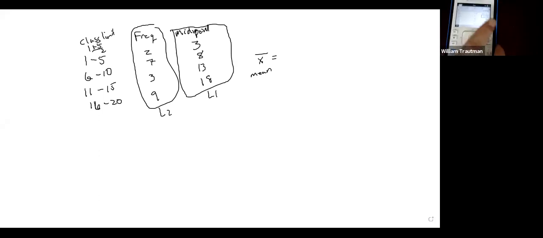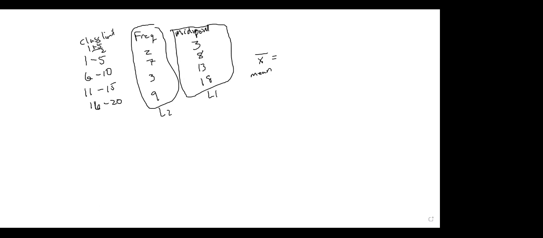Okay, let me check my inputs so I can see what I'm typing in. I have midpoints are 3, 8, 13, and 18. Frequency is 2, 7, 3, and 9. Never mind. I saw what I did wrong. I switched my L1 and L2.